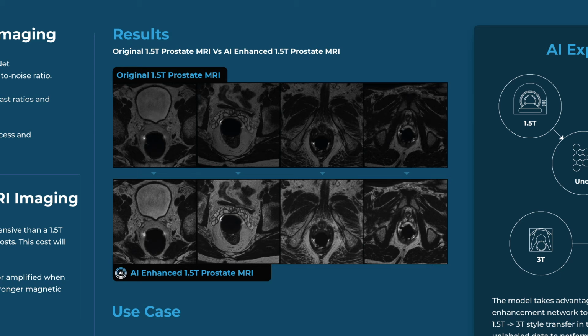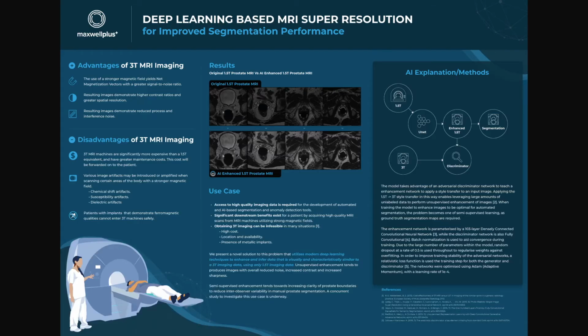Now these days in clinical practice, many modern 1.5 Tesla machines produce great image quality, very suitable for segmentation algorithms, but technologies like this help to level the playing field, especially in areas which may have older systems or limited access to more modern machines. And this technique of enhancing images or capturing these images has been used in many ways outside of Maxwell Plus.